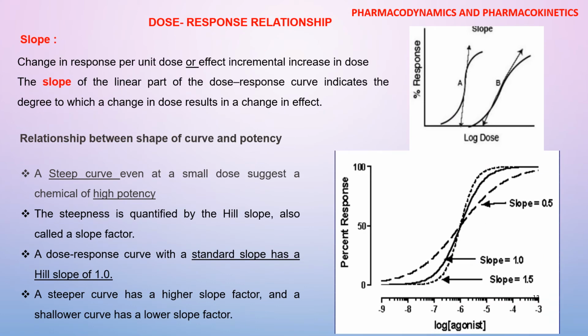Slope. The slope of the drug dose curve helps to predict the potency of the drug. It is the change in response per unit dose. Steeper the slope, higher the potency of the drug. The steepness is quantified by the hill slope, also known as the slope factor. The steeper curve would have higher slope factor.